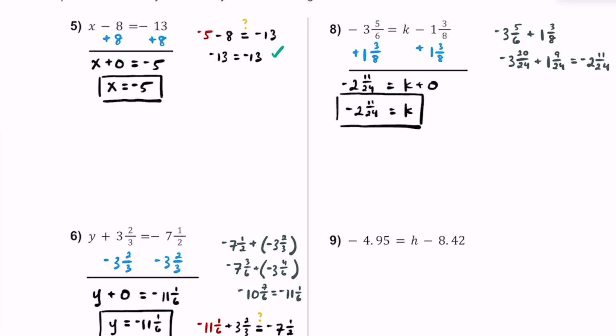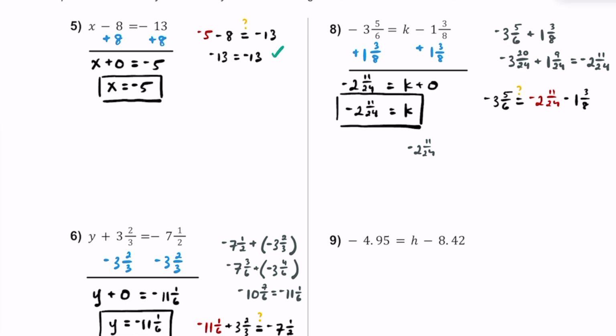Okay, so let's check this to make sure it does work though. Let's take the negative 3 5/6, the left side of the equation. Let's see if that's equal to the right side, which we think k is negative 2 and 11/24. And we have to subtract 1 3/8. We have to see if this is true. So let's figure out what this is over here. I'm going to take this negative 2 and 11/24.